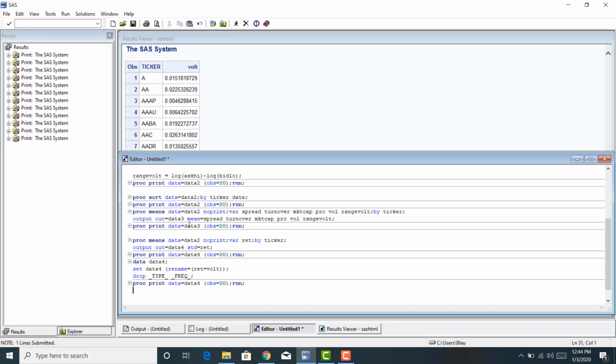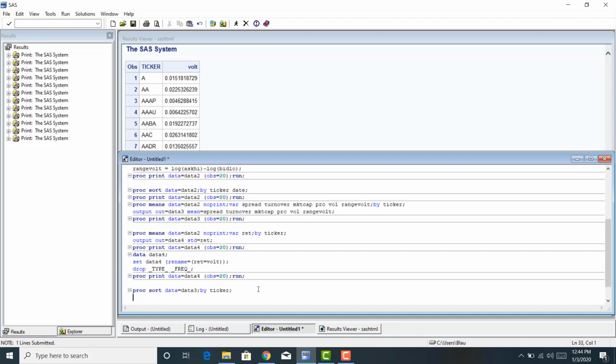Now, what I want to do in this procedure is carefully merge what is in data set Data 3 and data set Data 4. I want to merge them together by ticker. So we have average share prices, but we also have the standard deviation of daily returns, and I want to merge those two things together in a data set called Data 5. To do this, I have to make sure that data set Data 3 and data set Data 4 are sorted by the same variable that I'm merging with.